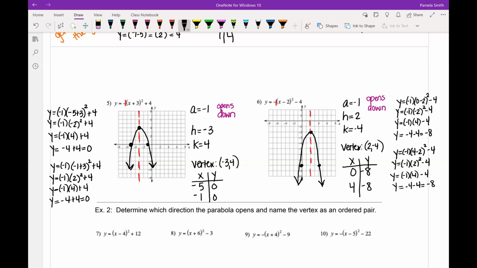Now, in the next set of examples, we're just going to determine which way it opens and where the vertex is. We don't have to graph it just to get that information. Because remember, we can determine that information just by looking at A, H, and K. That's what gets me that information on which direction it opens and what is my vertex. I just need to know the value of those 3 variables.